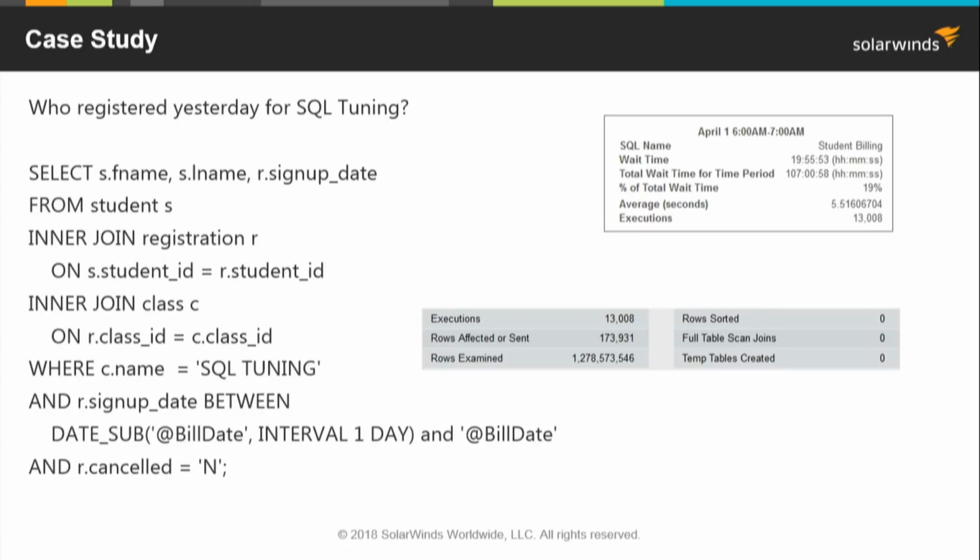Now the thing is, the registration table was historical. It was quite large. It was a university. And so if a student ever dropped or canceled, they wouldn't delete the record. They'd just mark it as canceled. So we were looking for only active records.